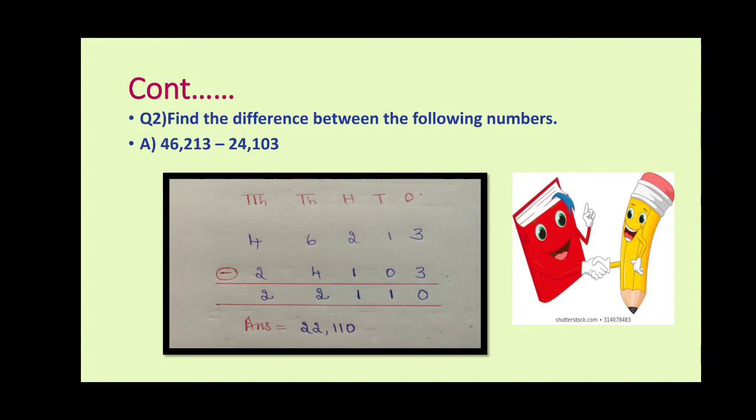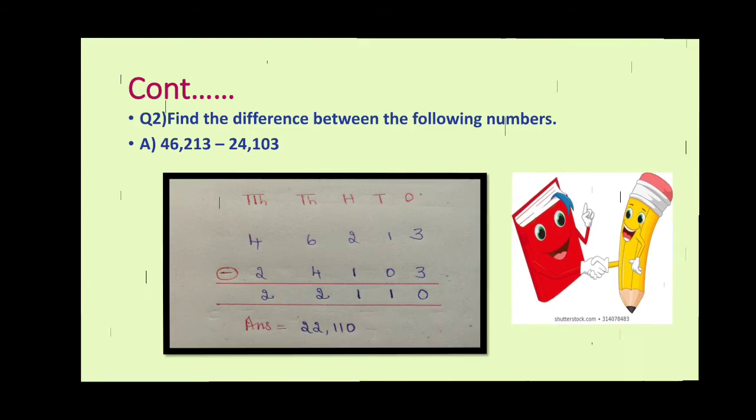Start your subtraction from the one's place. 3 minus 3 is 0. 1 minus 0 is 1. 2 minus 1 is 1. 6 minus 4 is 2. 4 minus 2 is 2. From the extreme right, you have to take a comma. So your answer is 22,110. Okay, children, then we'll move to the next screen.